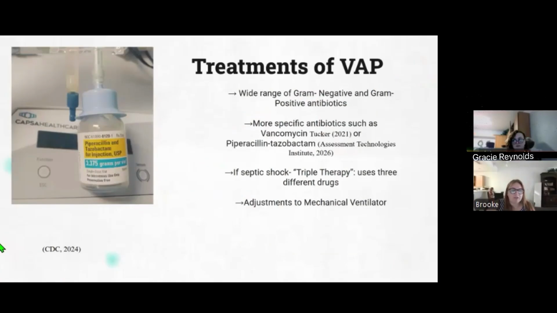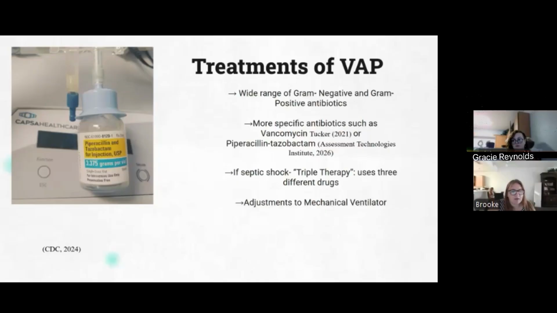Treatment includes a wide range of antibiotics that are gram-negative and gram-positive, targeting to ensure that if a patient has Pseudomonas aeruginosa or Staphylococcus aureus, it is treated and should be started as soon as VAP is suspected. Once a culture has been done, then it is easier to know which antibiotic to use for that specific microbacteria.